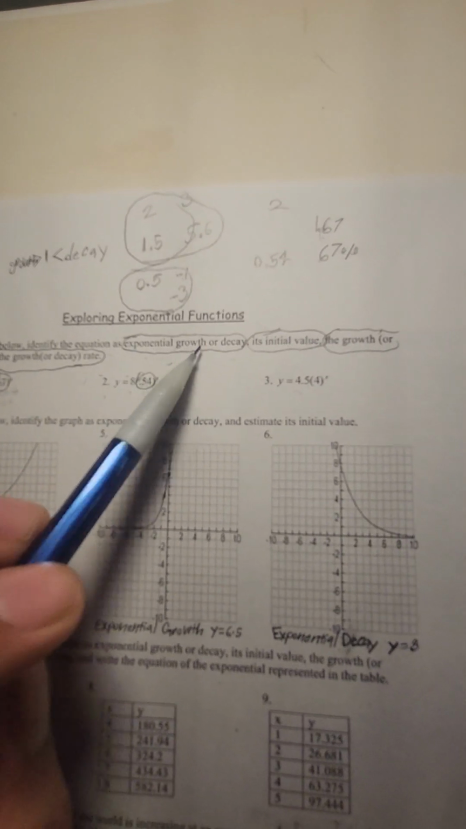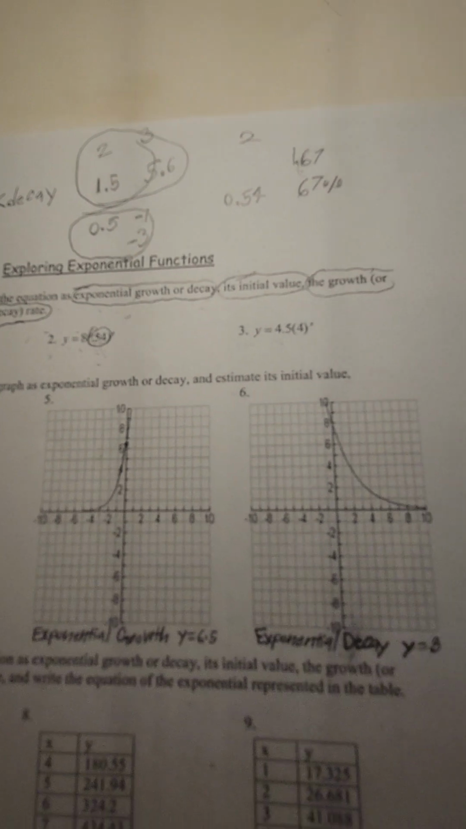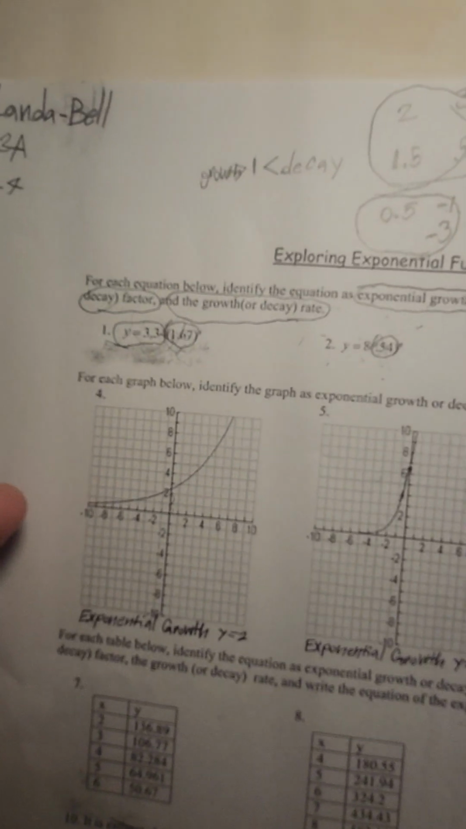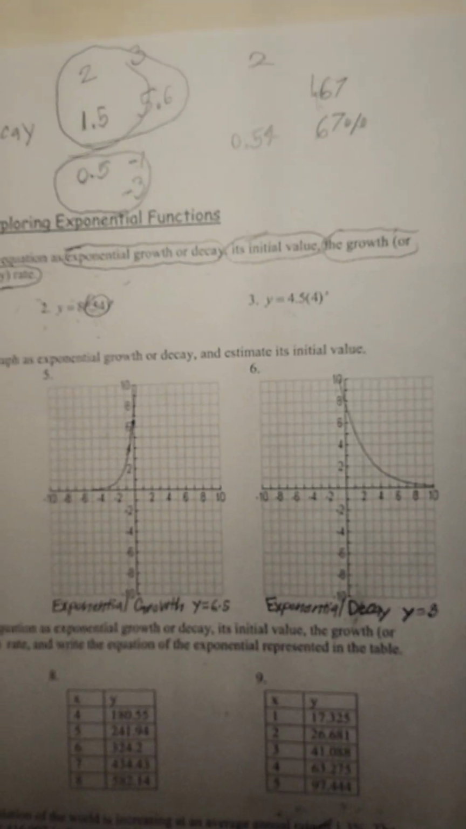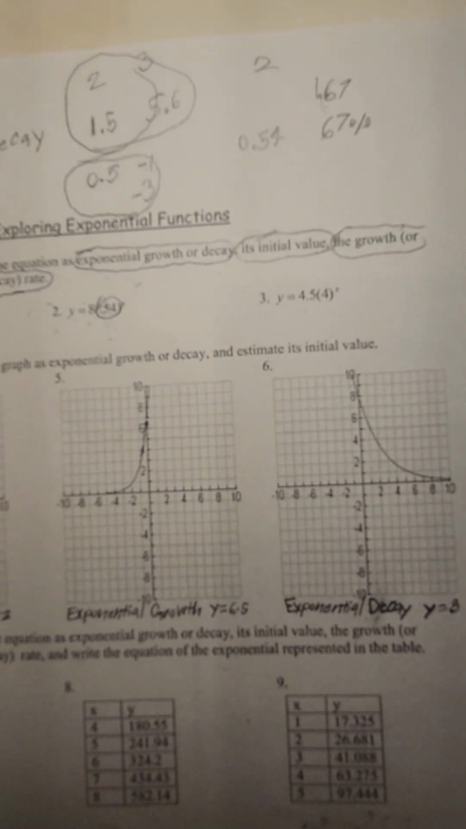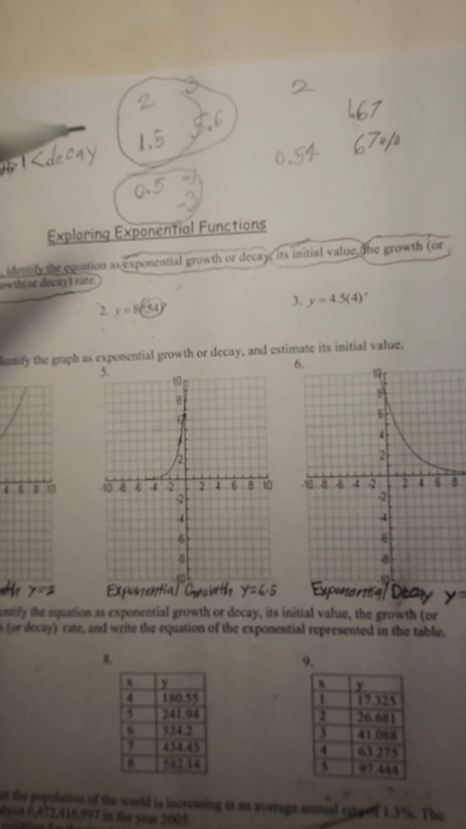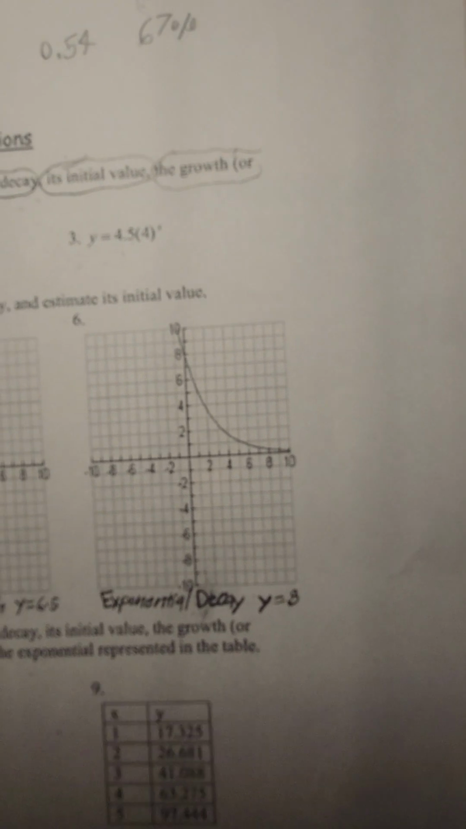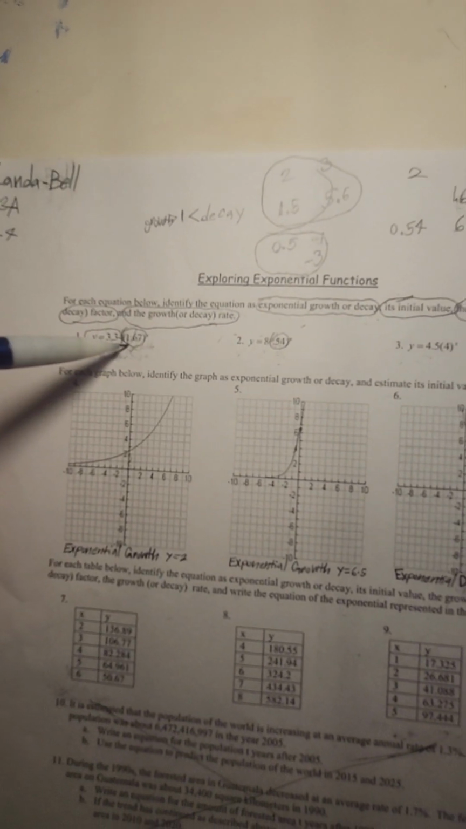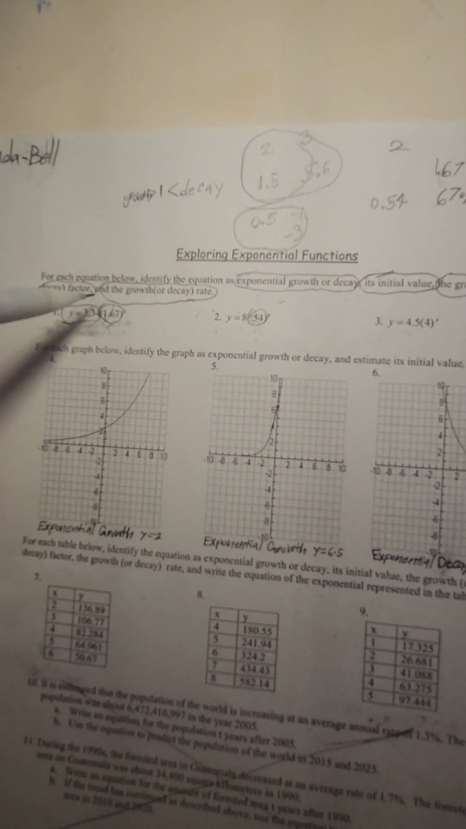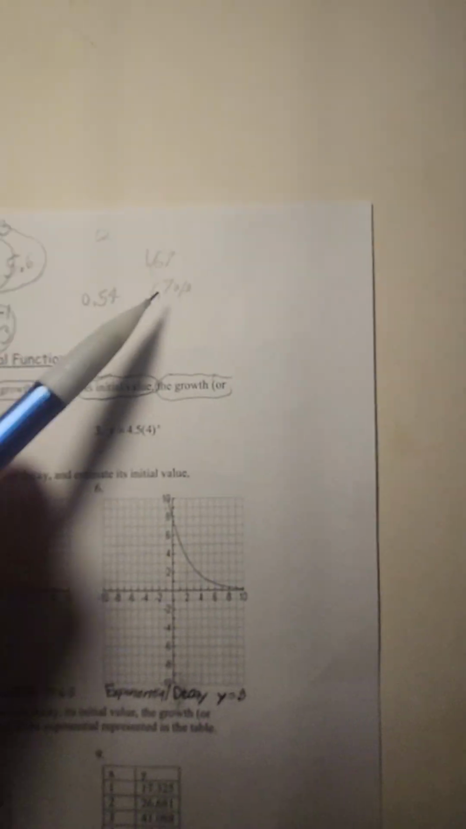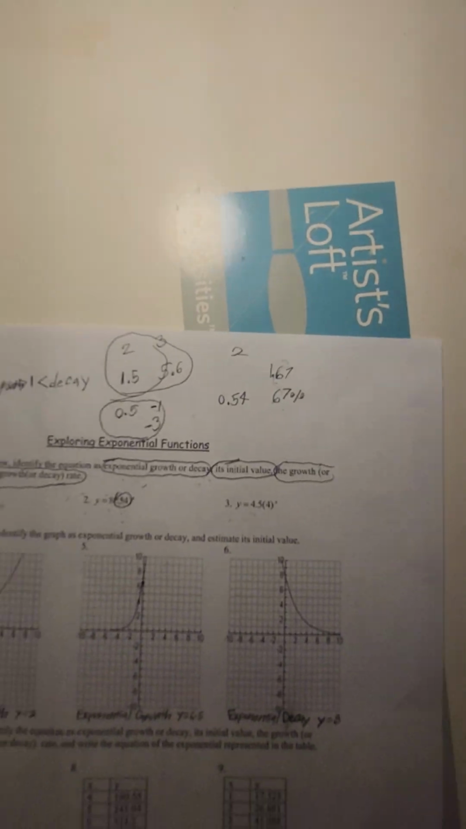You're just answering the exponential growth or decay, which you find by seeing whether it's bigger than 1 or lower than 1, or if it's equal to 1, then it's growth. And then the initial value is just y equals whatever. The growth or decay factor is just the number in the parentheses, and the growth or decay rate is just the percentage at which it's growing or decaying. And that's the first part. So I'm gonna end that video.